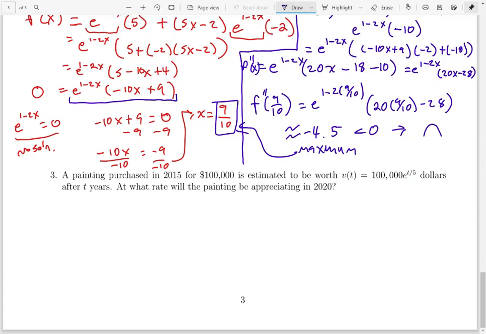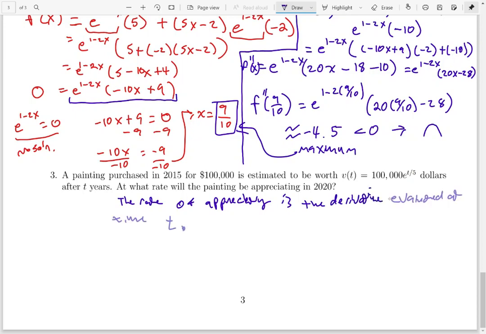And so specifically, this idea, at what rate will the painting be appreciating at in 2020, is really saying we should find the rate at which the value is changing. And so the rate of appreciating is the derivative evaluated at time t. And specifically, that is the first derivative, right? Because we're just talking about that rate of change. So if we want to figure this out, we need to find v prime of t. So what's v prime of t?